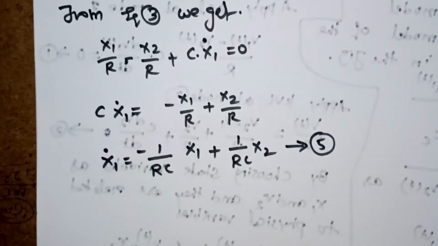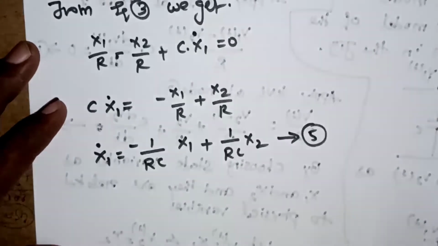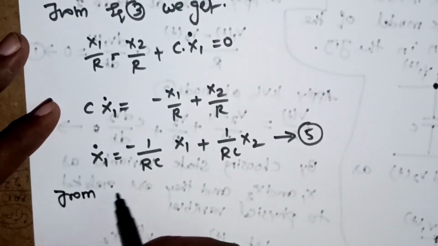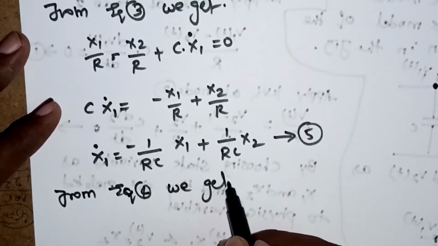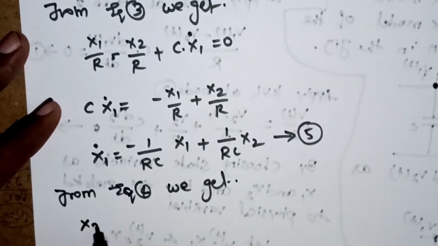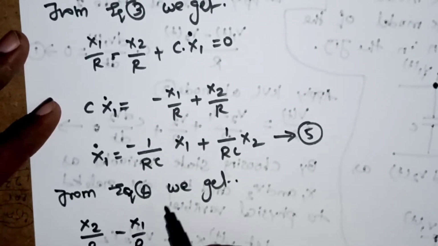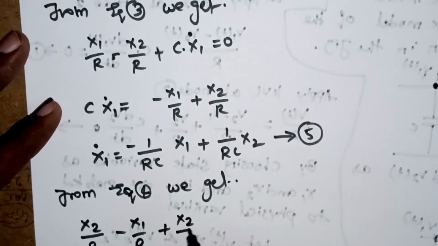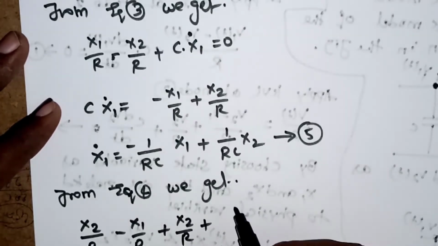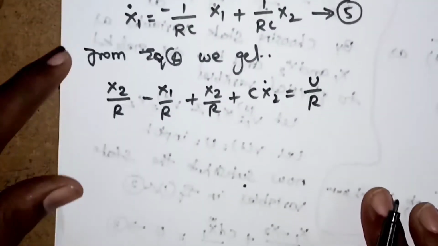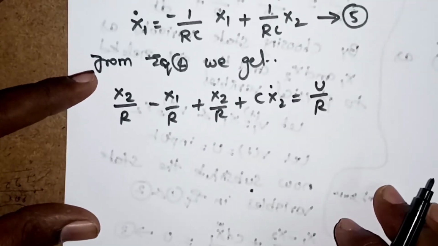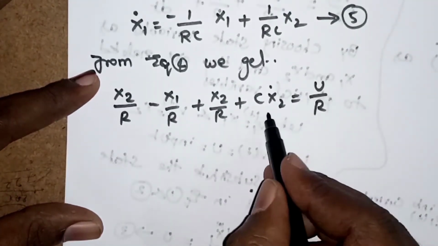Okay, is it clear? Now from equation 4 we get, what is the equation 4? We know that (x2 minus x1) by R plus x2 by R plus C x2 dot is equals to u by R, is the equation number 4. Now we are going to solve this equation 4, so we are going to find out the x2 dot.